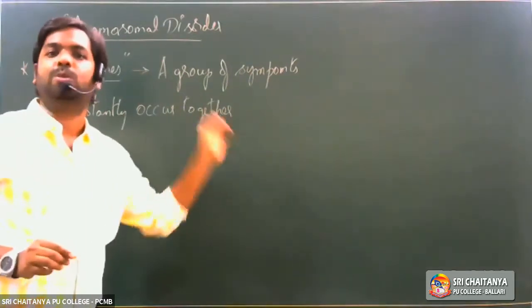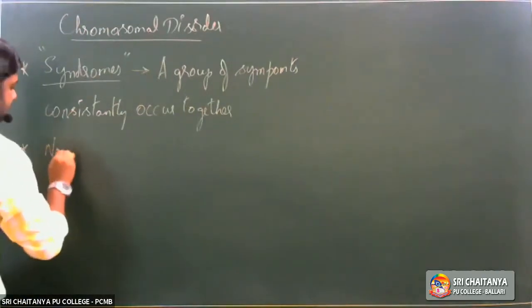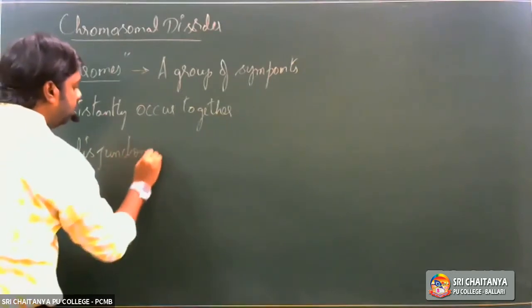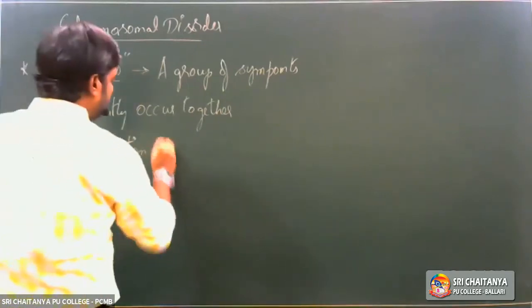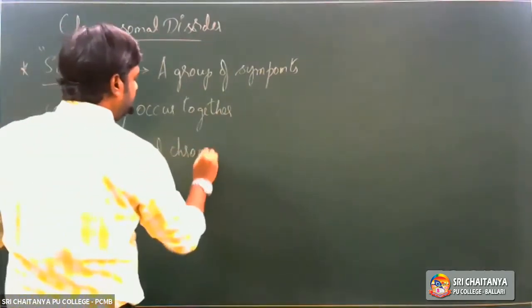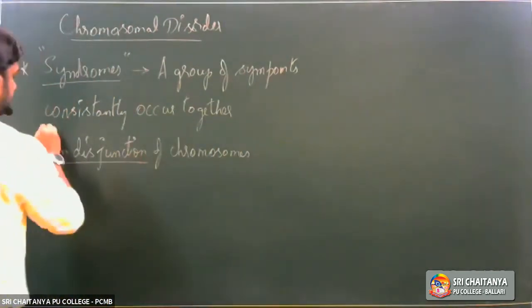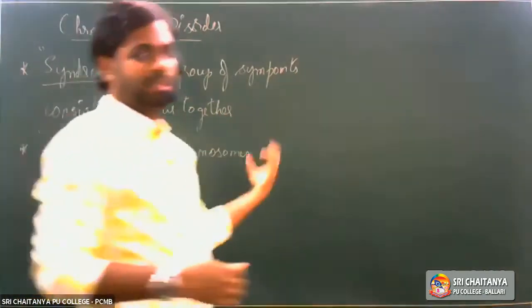are due to a process called non-disjunction of chromosomes. This is a very important point to remember. So most of the chromosomal disorders are usually because of the non-disjunction of chromosomes. So what is this non-disjunction of chromosomes? What does this actually mean?